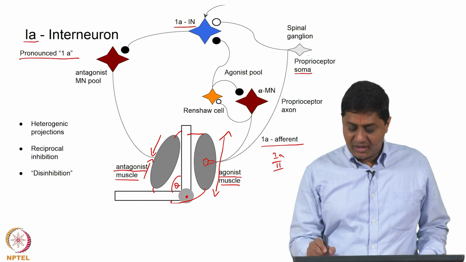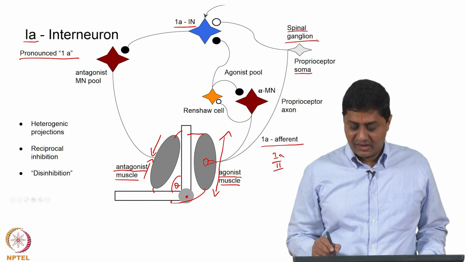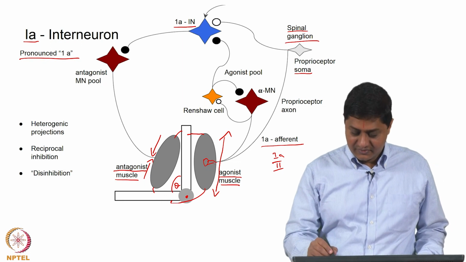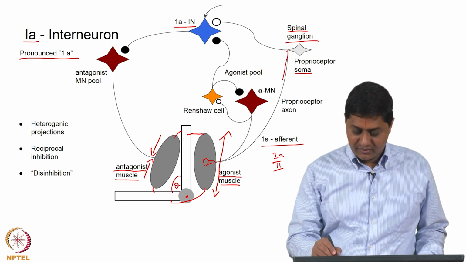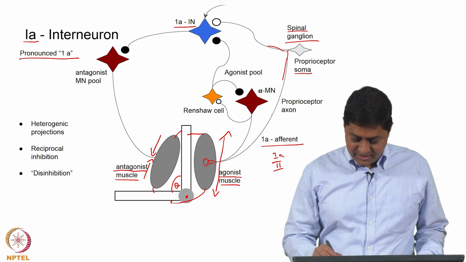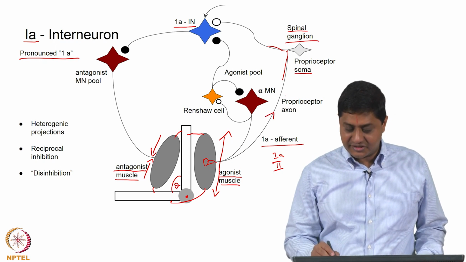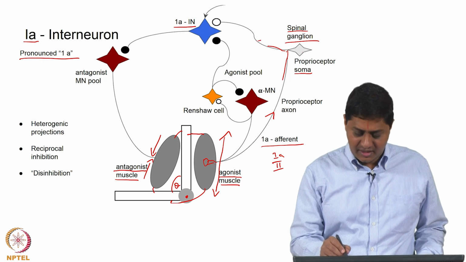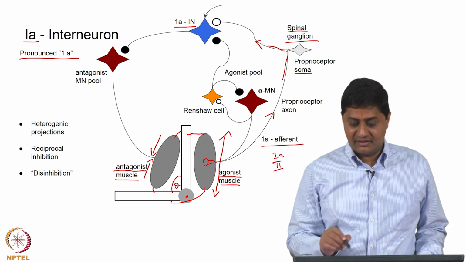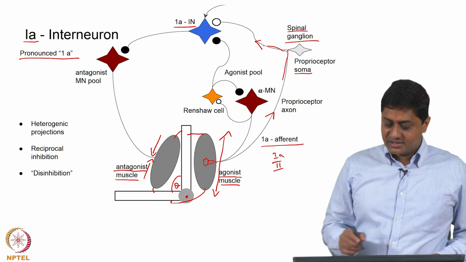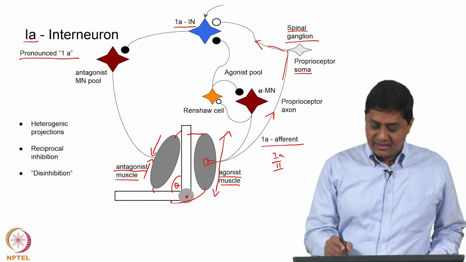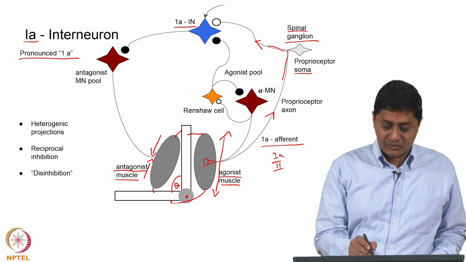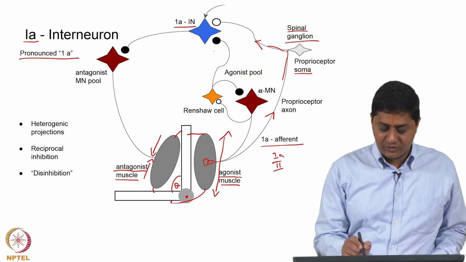The cell body, or the soma, is in the spinal ganglia, and we said it has a characteristic T-shaped axon, right, like that. So, conduction happens antidromically in that direction, there is a little bit of processing, very little, and then orthodromically in that direction. Then what happens? This proprioceptor neuron is exciting an inhibitory interneuron which is called the 1A interneuron.